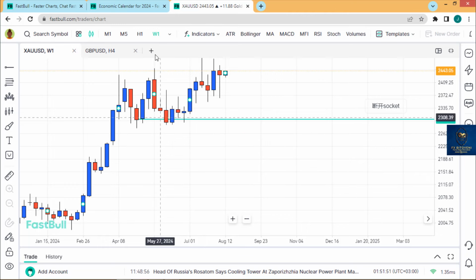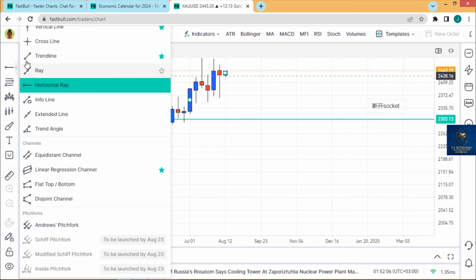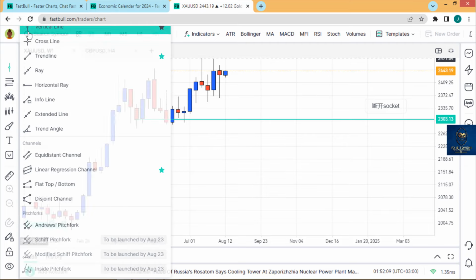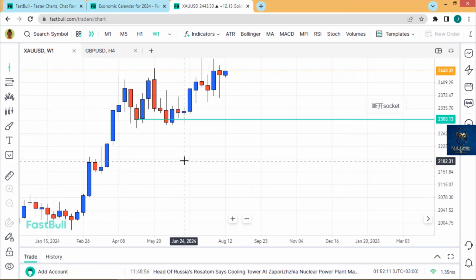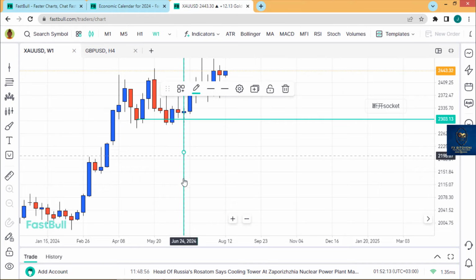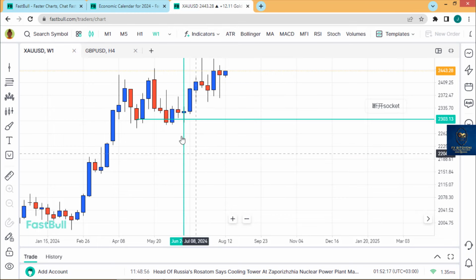So if you want to confirm that weekly time frame is bullish, you must switch to daily time frame. So the weekly candle rejected weekly support. What you do? You bring your vertical line here, inside this candle, and then you switch to daily time frame.